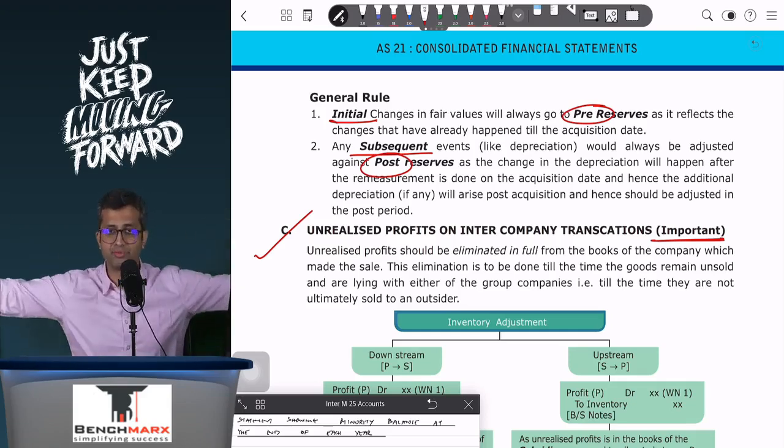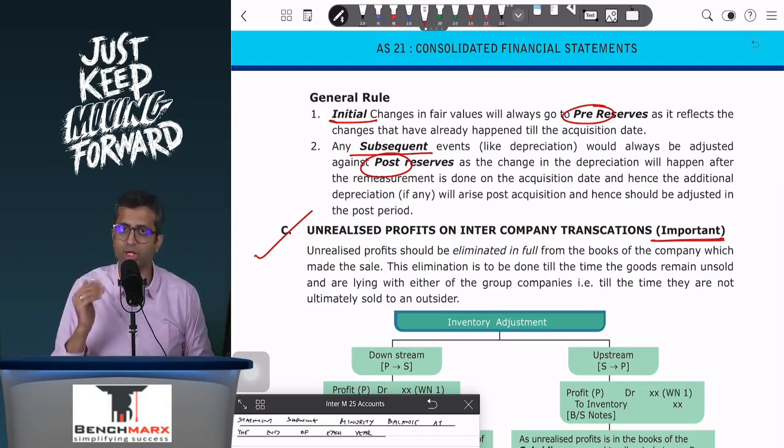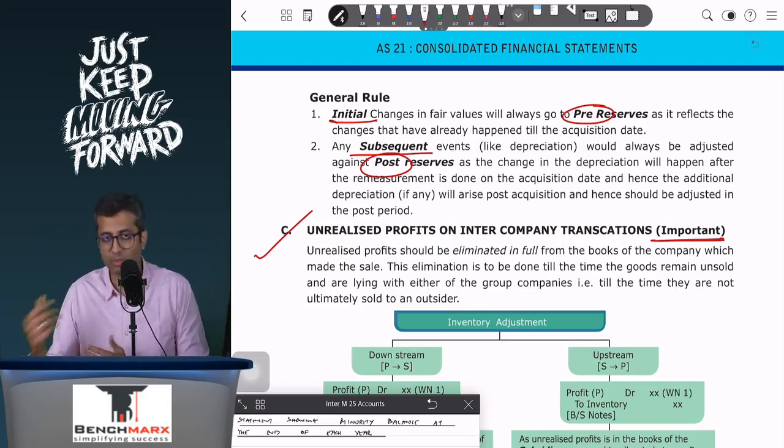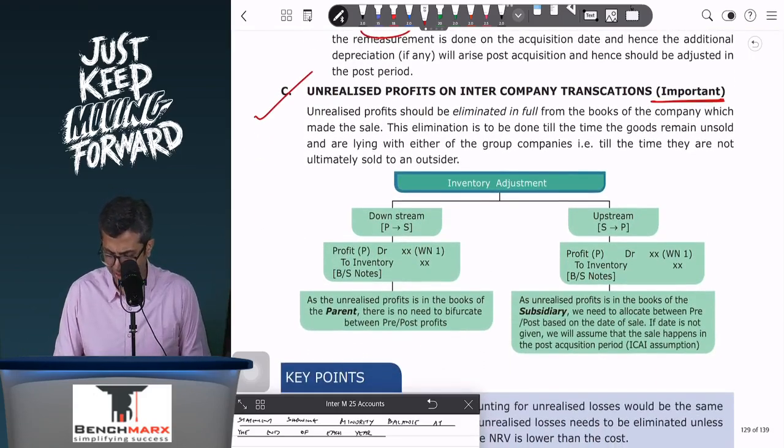Earlier the P&Ls were different, now they are one and the same, and hence the P&L of the parent, which is in working note number 1, account debit to inventories. Inventories should be shown at cost. For the group, the cost is 100. Inventories are at 120, so you will adjust it. So over here, inventory adjustment, if it is downstream, profit of B, which is in working note 1, to inventory.